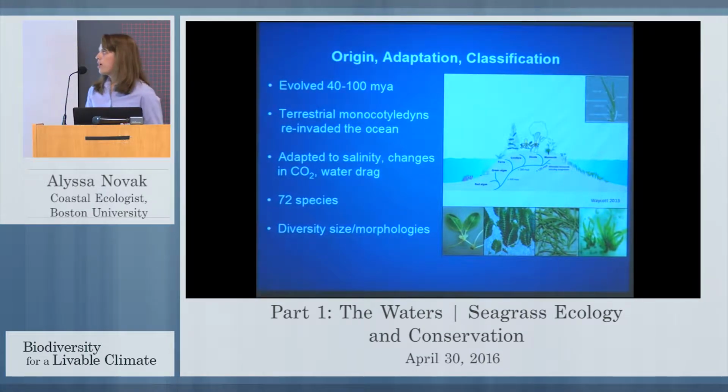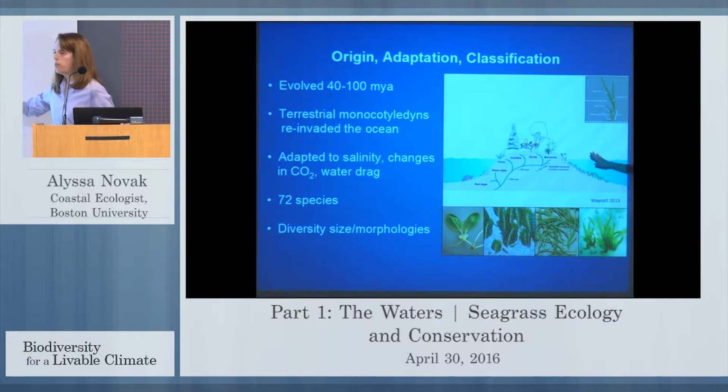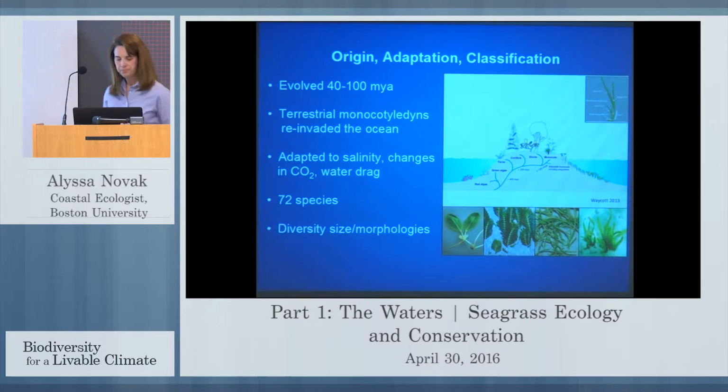So seagrasses evolved somewhere between 400 and 100 million years ago during the late Cretaceous period. We know that they evolved from terrestrial monocots that reinvaded the ocean, and so they had to have a number of unique adaptations to allow them to live in marine environments. They needed to be adapted to salinity, they needed to be adapted to changes in carbon dioxide, as well as light, and they also needed to withstand the mechanical drag of water as well as the density. And here's just a quick figure showing you their evolution through time.